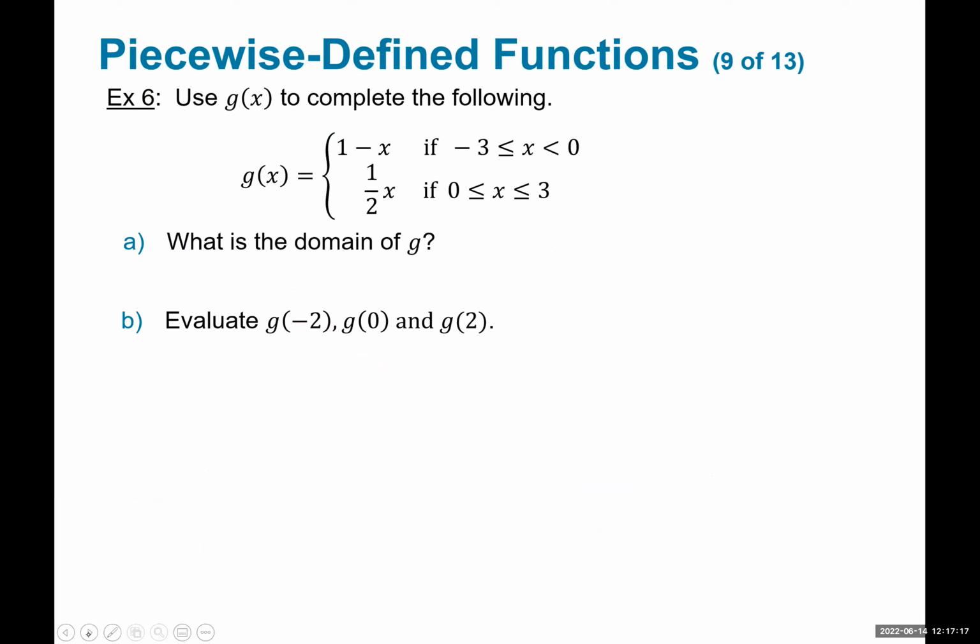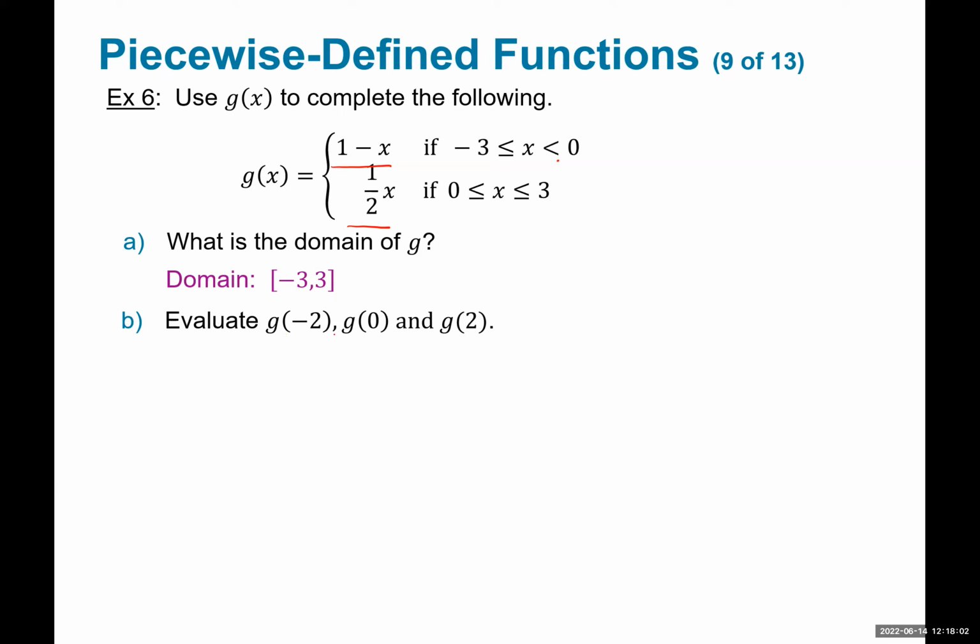All right, using the piecewise function again, use g of x to complete the following. So we have two different scenarios for the different parts of our graph. It says, what is the domain of g? Well, g goes from -3 to 3. It has a break at 0, but 0 is still continuous because 0 is included here. Had this been 0 less than x, less than or equal to 3, 0 would not have been included in our set, so we would have to write this in two different intervals. But because it didn't include 0 here, but it picked it up here, we can say the 0 is in our set.